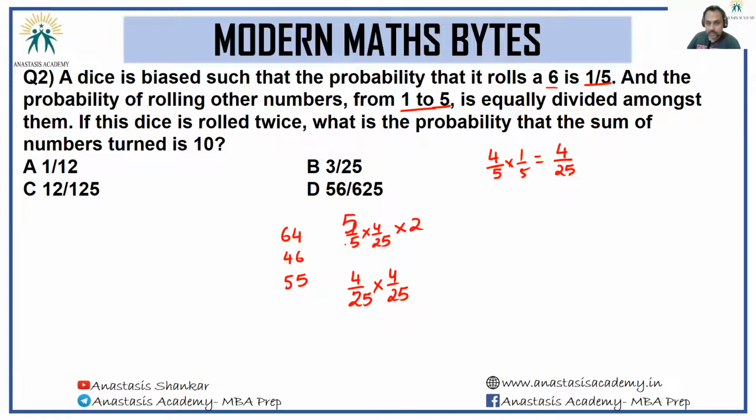Let me do this so that the bases become the same. So this turns to 625, 5 into 4 into 2, 40. This gives me 16 by 625. If I add both of them up, I get 56 by 625, or option D is the answer.